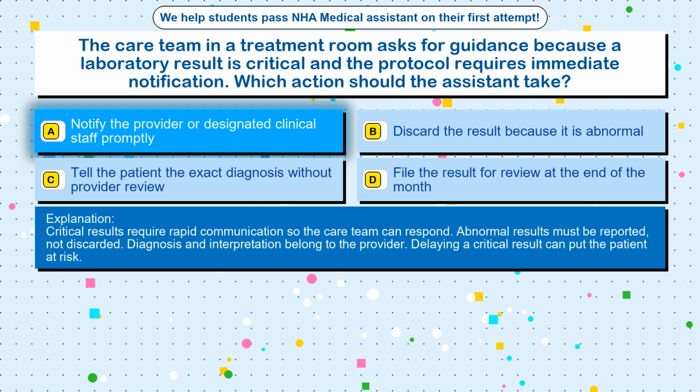Critical results require rapid communication so the care team can respond. Abnormal results must be reported, not discarded. Diagnosis and interpretation belong to the provider. Delaying a critical result can put the patient at risk.